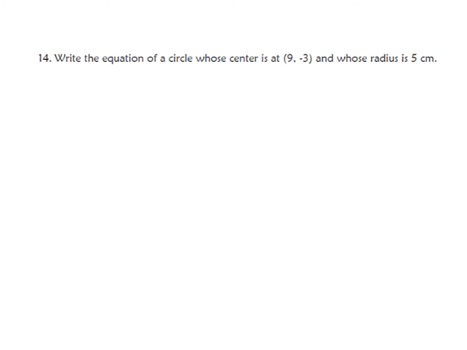All right, so write the equation of a circle whose center is at 9, -3, and whose radius is 5. All right, so we got to remember we have a formula for the equation of a circle. So it's the quantity of x minus h squared plus the quantity of y minus k squared equals my radius squared. If you remember, we are replacing h and k, that's my center, and we're replacing r as the radius.